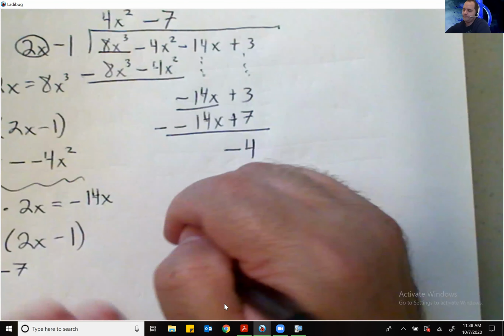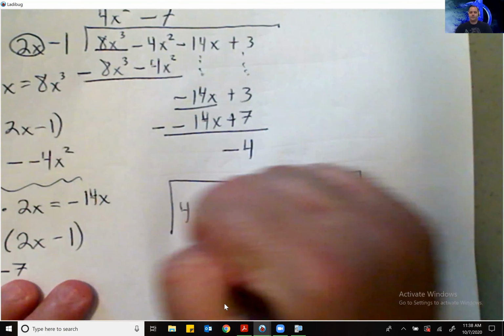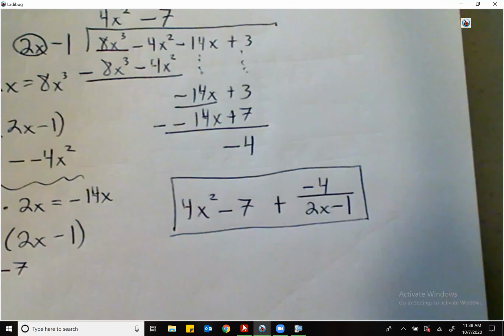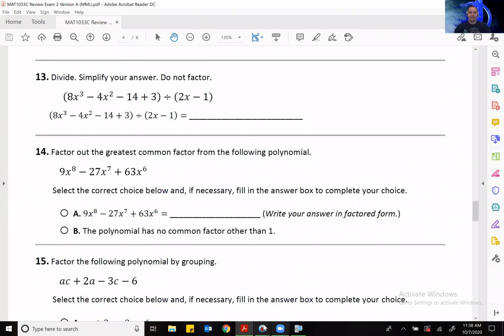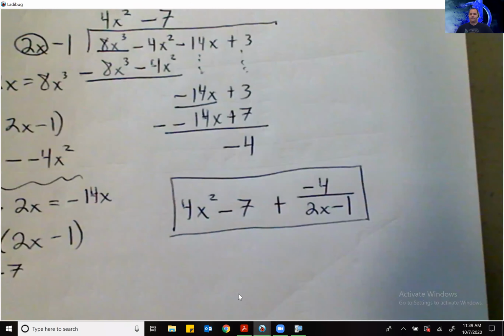So there you go. And no, it's not multiple choice, so you actually have to fill it in. Any questions over the long division? Okay.